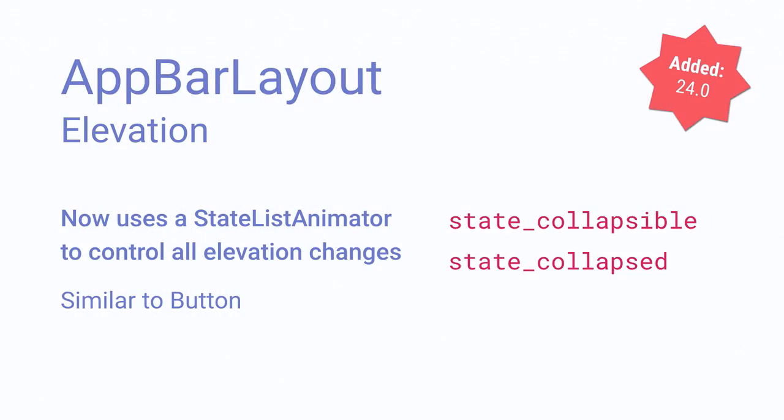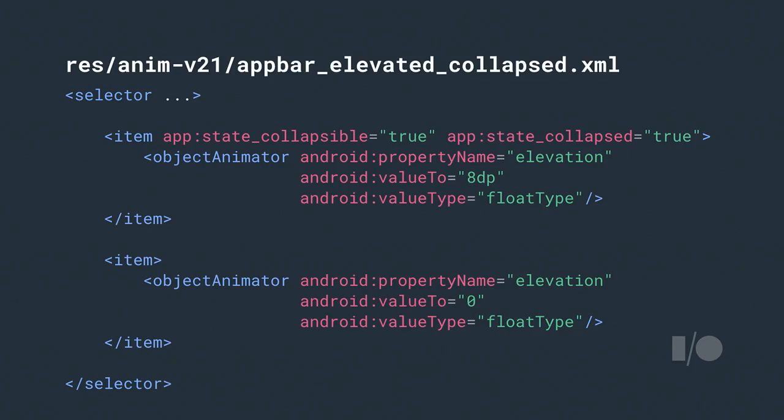So we've added 2 states which you can use in your stateless animators to actually implement this. The first is collapsible, which means that there is collapsible content within that app bar layout. And secondly is collapsed, and that means that there is collapsible content, and it is also collapsed. So let's take a look at an example. So here we're going to implement the scenario where you want it to be elevated when it is collapsed, so the second scenario. Now this is already given to you by default. You do not need to implement this. We're just going to use this as an example to actually show you how to use the new states. So here we have 2 items within this stateless animator.